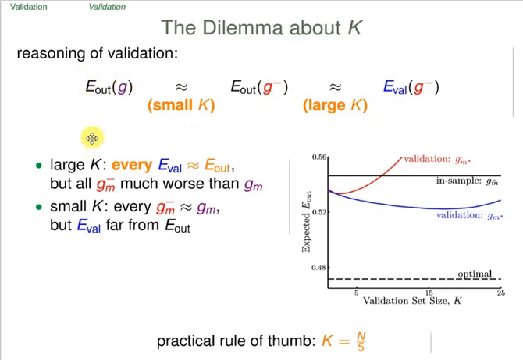Right? This creates again a dilemma because we want K to be large because expected out of sample error for GM star is small, right? To increase the reliability of E validation as an estimate of out of sample error performance of the G minus. However, we have a practical rule of thumb for the trade-off for identifying the optimal K size. The practical rule of thumb is if you have N points, divide it into 5 and take one part as your validation set. So 1/5 part of your data. In other words, if you have 100 training examples, use 80 examples for training and 20 for validation.